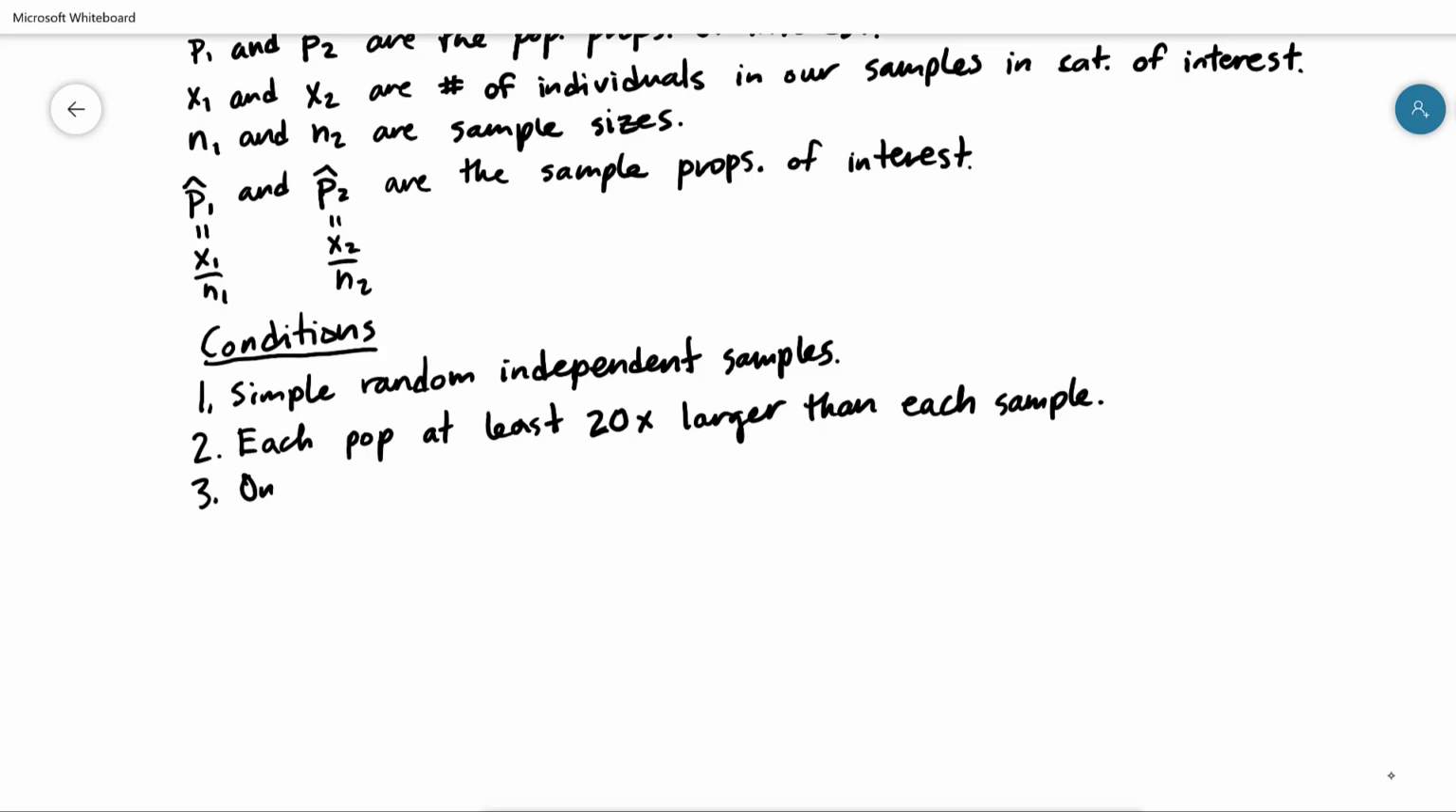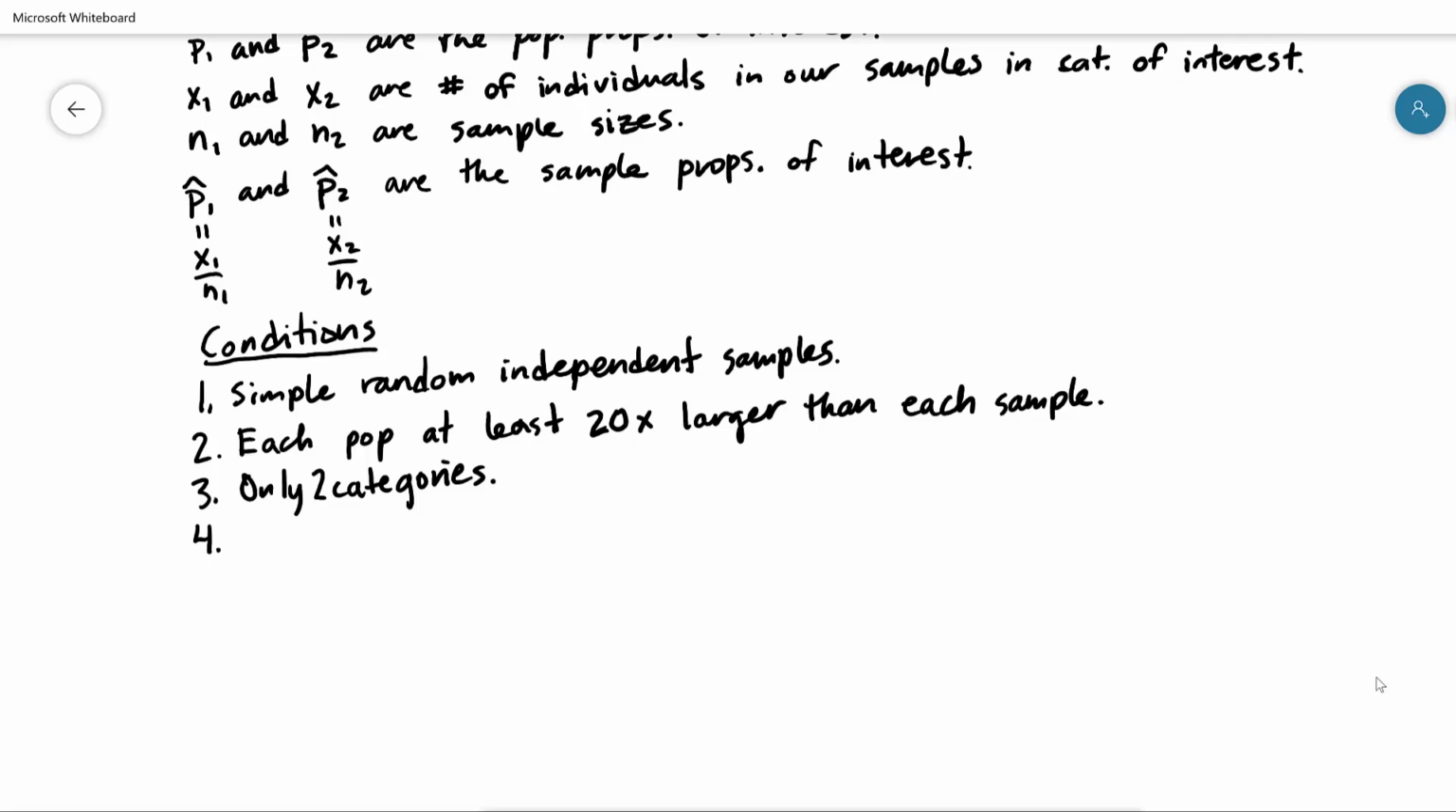We can only have 2 categories, and again, this is because when we're dealing with these population proportion problems, they're kind of related to the binomial distribution, where we have to basically split everything into success or failure, and there are only two possible categories.